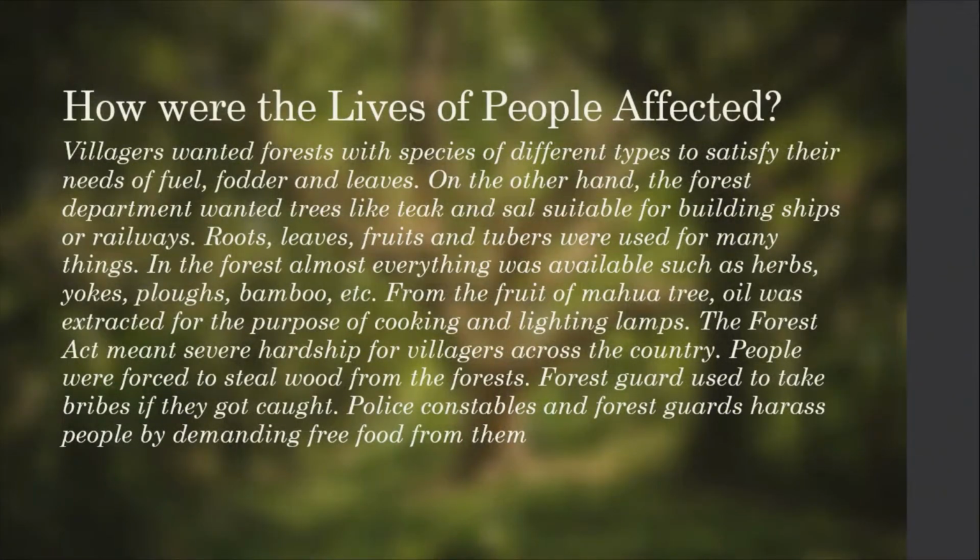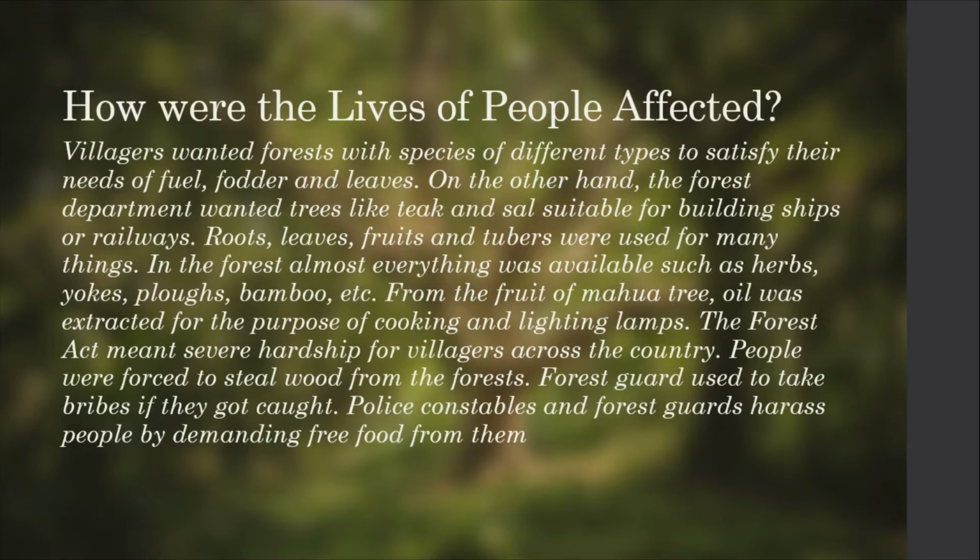How were the lives of people affected? Villagers wanted forest with species of different types to satisfy their needs of fuel, fodder and leaves. On the other hand, the forest department wanted trees like teak and sal suitable for building ships or railways.